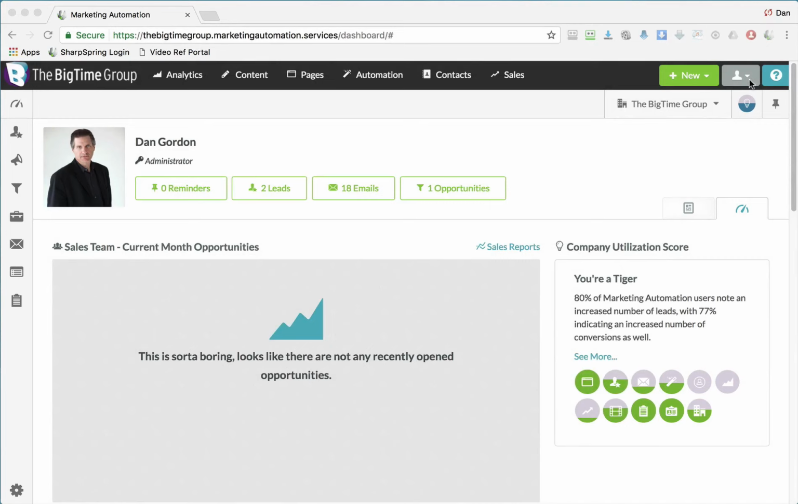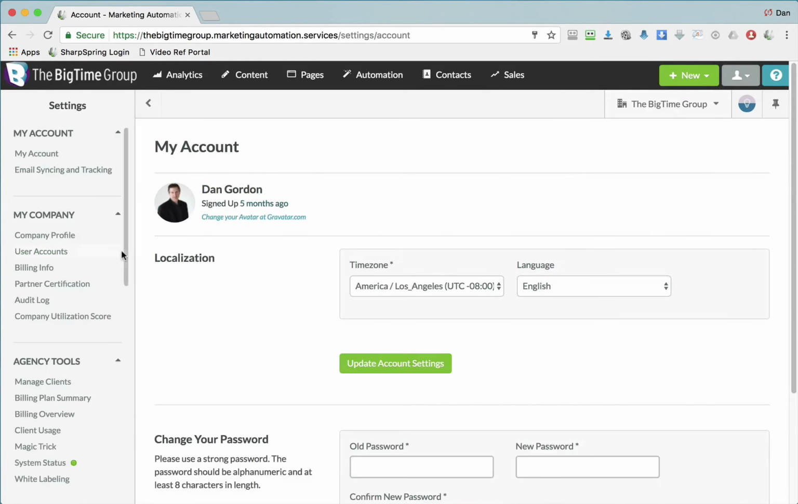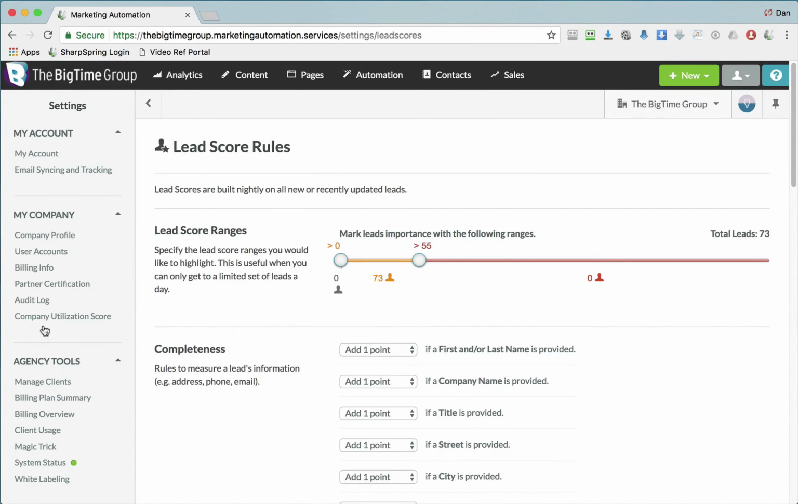To go there, go to settings and down to features and lead scores. So what does lead scoring mean? You can look over your contacts and get a visual representation of who is more likely to buy, who's more likely to convert, and which of your contacts are more dedicated customers. We do that by essentially giving them points based on their interactions with us.